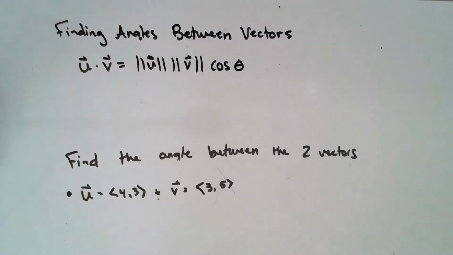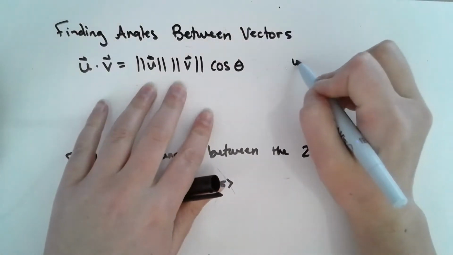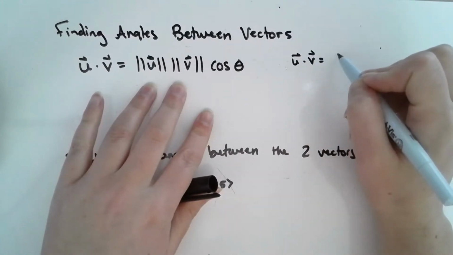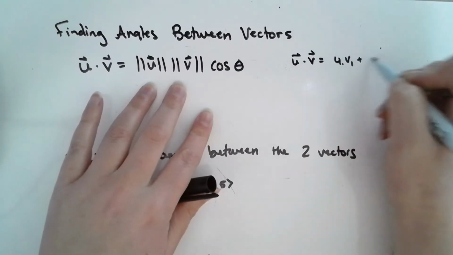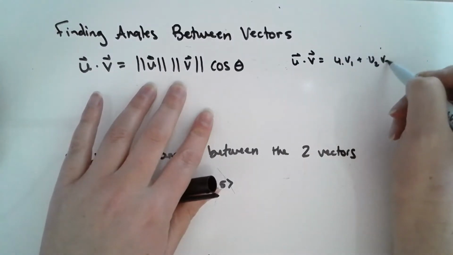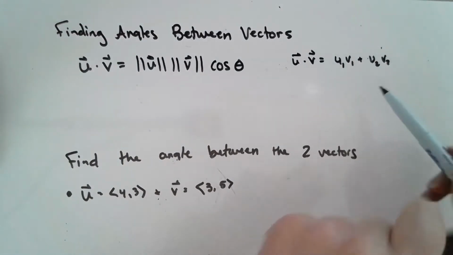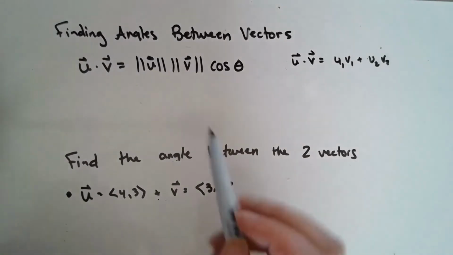So, finding the angle between two vectors. We had two equations. We had this one, and then we had our second one, which was u1 v1 plus u2 v2. This one we used when we were actually finding the dot product. This is the one we're going to use when we find the angle in between.